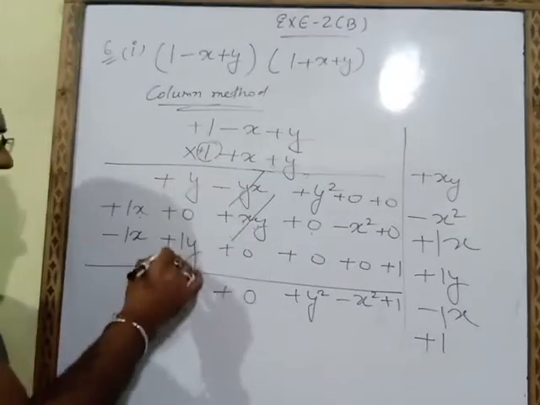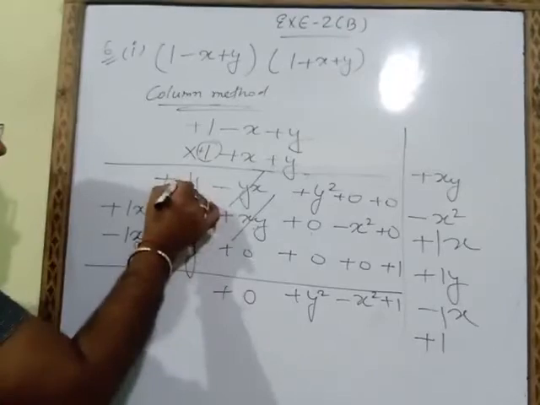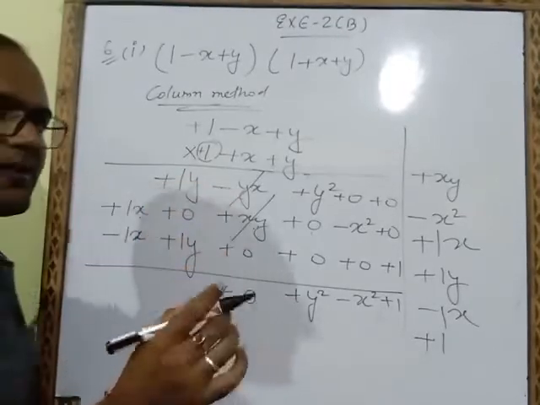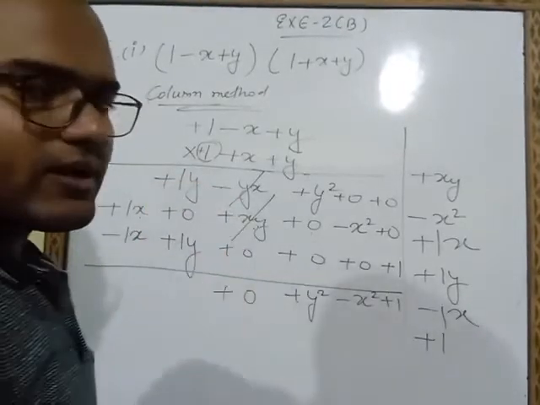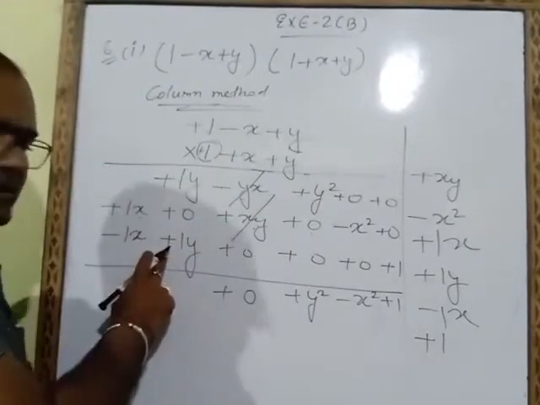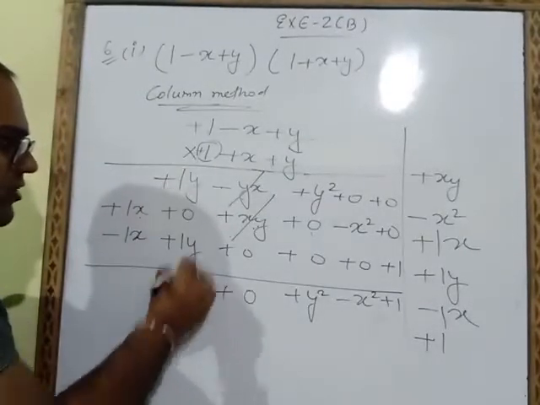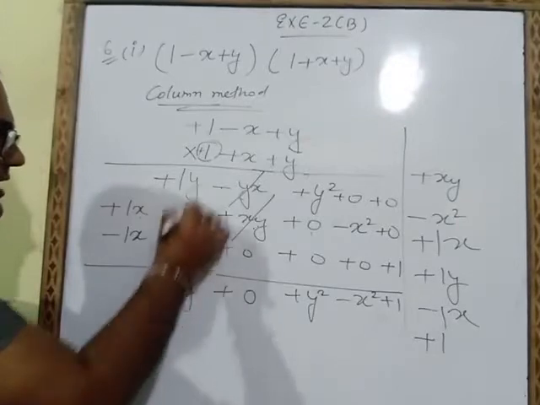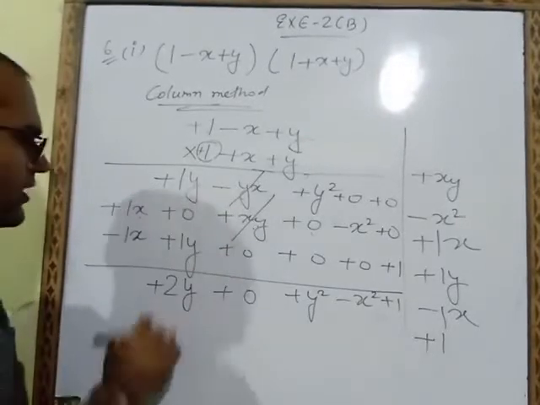Plus y, and this is also plus y. Number is not there, we can take 1. If a number is not given, then we have to take 1. Plus and plus is plus. So 1 and 1 will be 2. Alphabet is y. So on adding these two we got plus 2y.